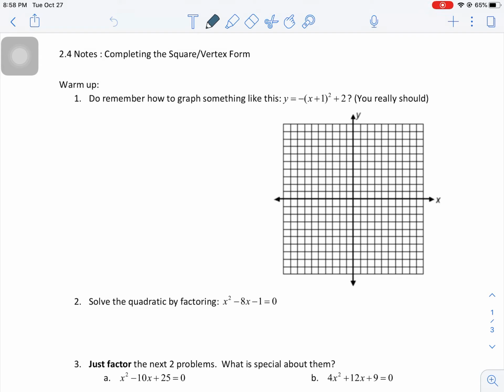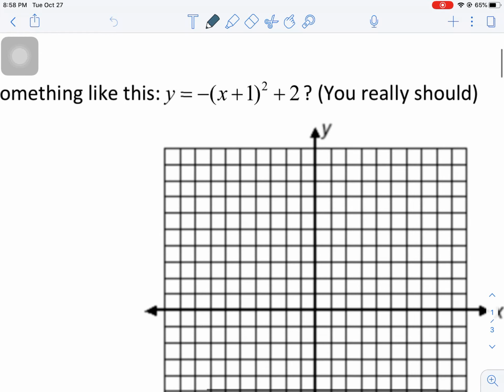Alright guys, so in today's notes we're going to talk about this thing called completing the square, and we're also just going to review graphing in vertex form. So the warm-up question here says, do you remember how to graph something like this? y equals negative (x plus 1) squared plus 2.